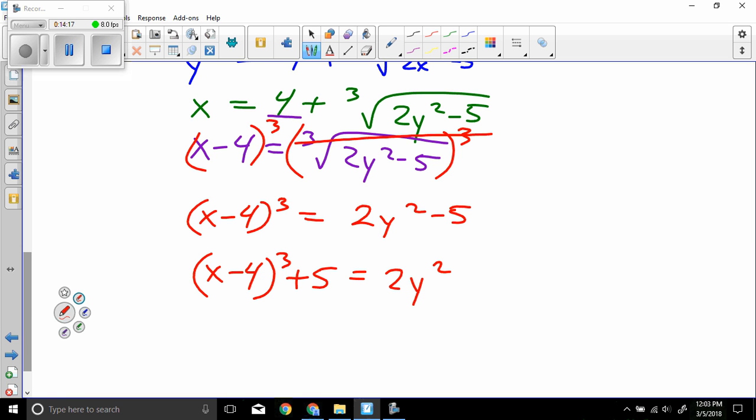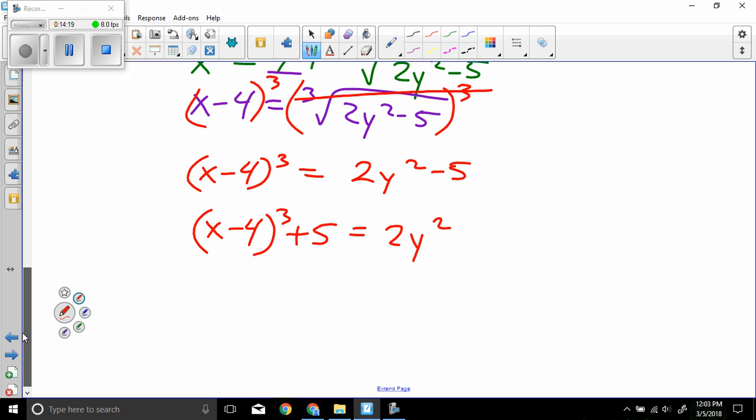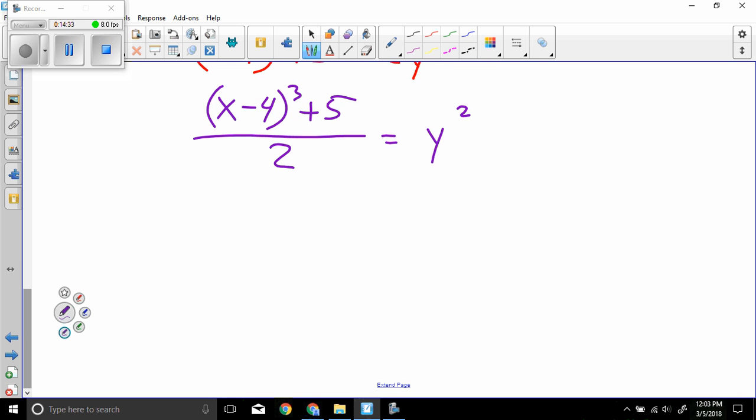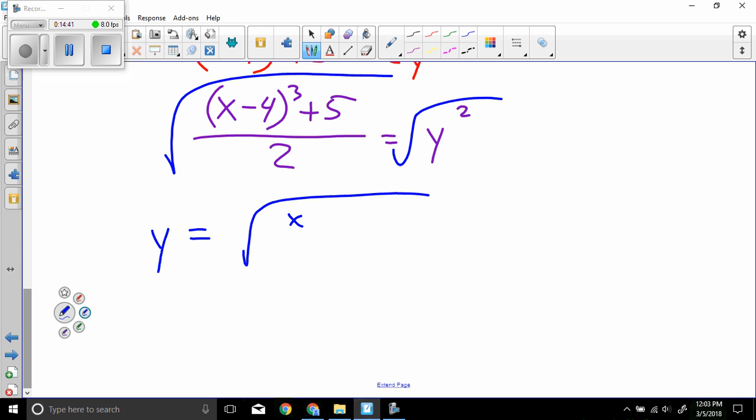Do not try to make the 4 and the 5 combine. Then I need to divide by 2. Okay, x minus 4 cubed plus 5, all divided by 2 equals y squared. And finally, I can square root it. What you do to one side, you must do to all of the other. Y equals the square root of x minus 4 cubed plus 5 all over 2.